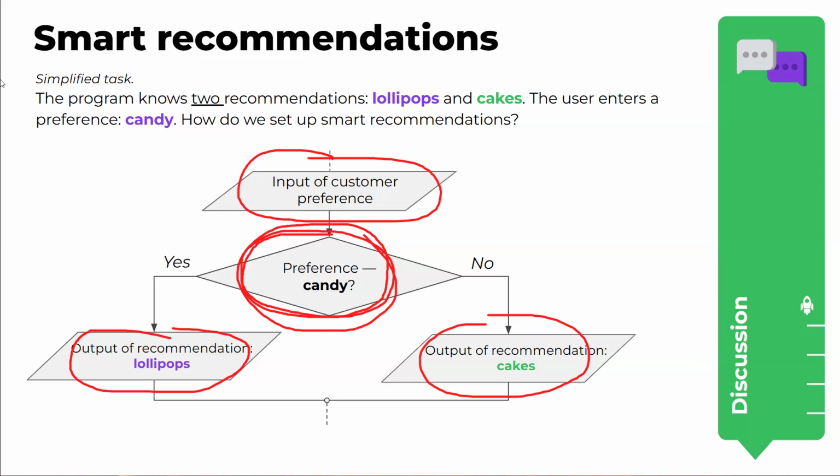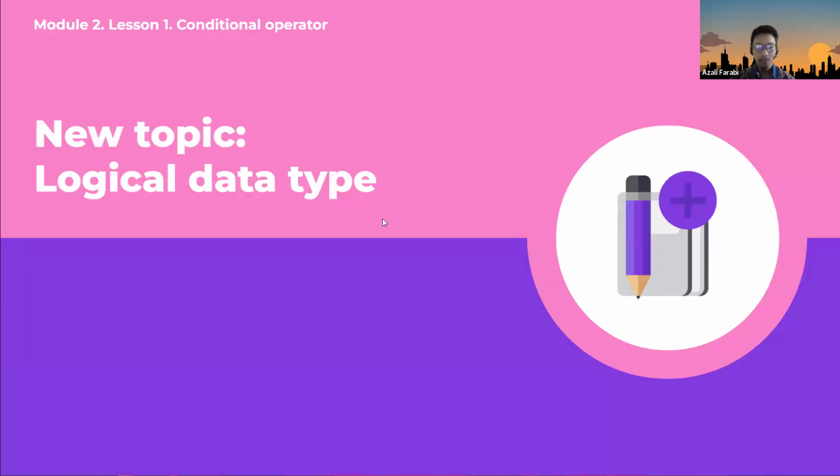To do that, we have to know about this first: the logical data type. From lesson 1 till lesson 4, we have worked with numerical data types and string data types, right, Brian? In programming, there are not only numeric and string data types. We also have other kinds of data, like logical. In common terms, as programmers, we call it a boolean.